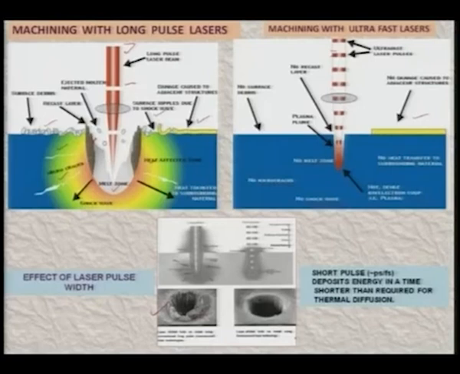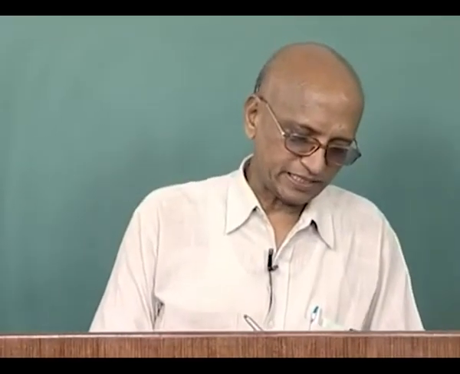While on the right-hand side, this is the hole created with the help of short pulses, and this is very neat and clean as compared to the left-hand side hole that has been created with the help of laser beam machining. So, it clearly indicates the importance, accuracy and precision that you can achieve with the help of ultra short pulses or short pulses as compared to long pulses and continuous laser beam machining.